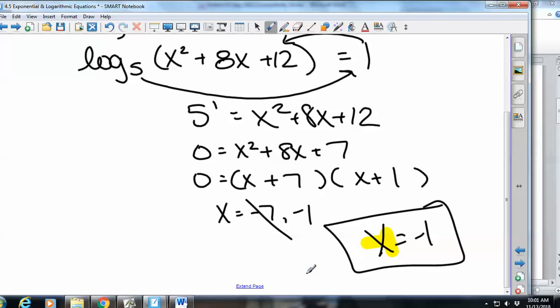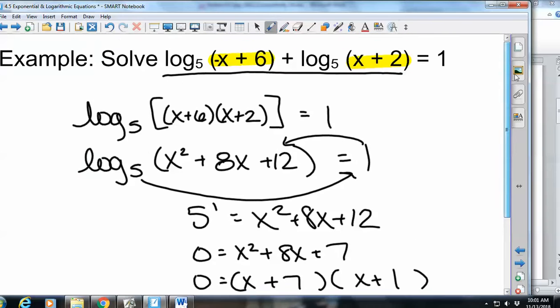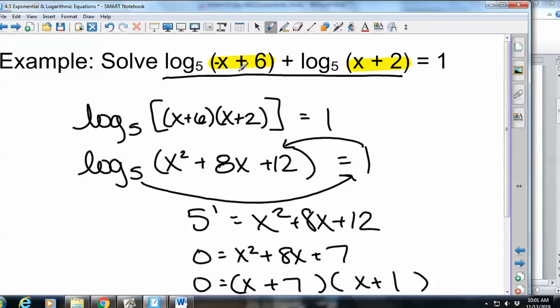You don't want those to be negative. Whatever you're doing the log of has to be positive. So you have to take your answers and plug them in and make sure they're still positive. So the -7 should be thrown out. Other questions there?